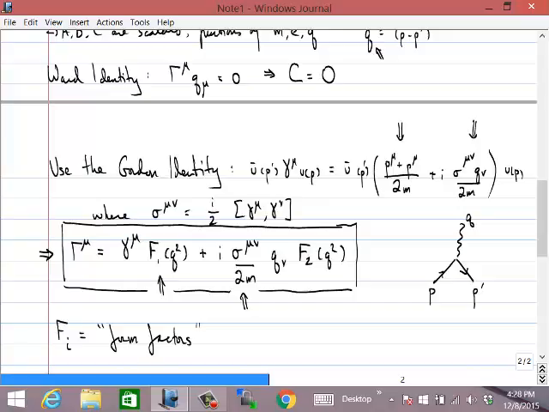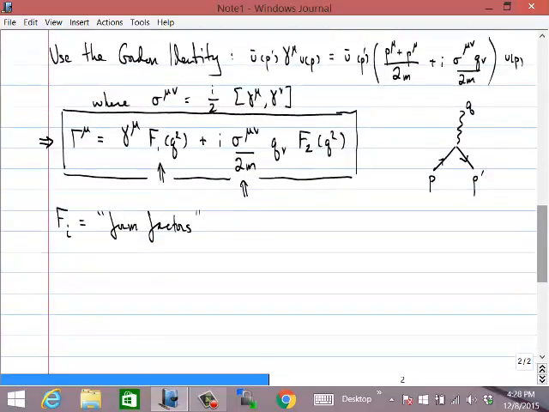So there's a ton of physics wrapped up in these form factors. Okay? And they're really a packaging of our ignorance about the detailed structure of an interaction between an electron and a photon.